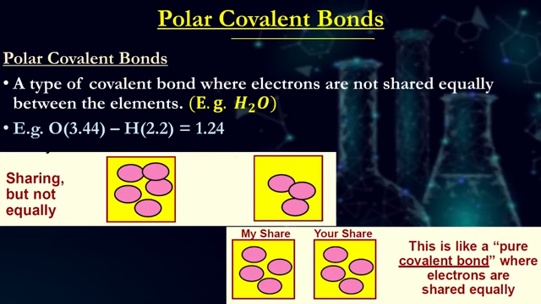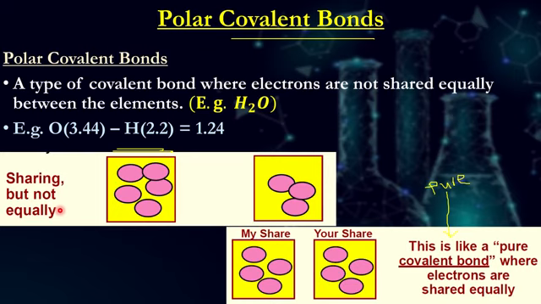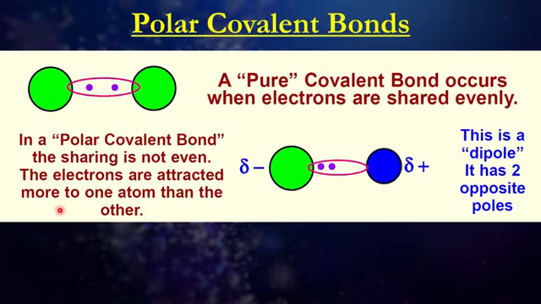Still covalent. However, instead of having equal shares, so something like a pure covalent bond, which is just equal amounts of electrons, a polar covalent bond is where one particular atom will take more electrons than the other. So they're still sharing, but it's not equal anymore. So it's unequal sharing of electrons. And this has a little side effect to it as well. So a polar covalent bond leads to uneven sharing of electrons.